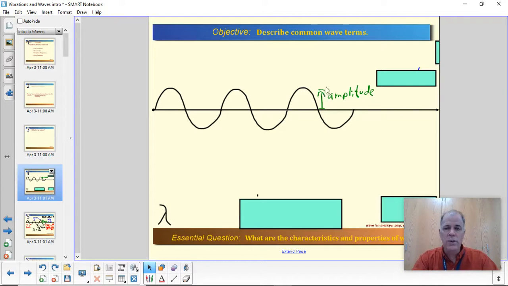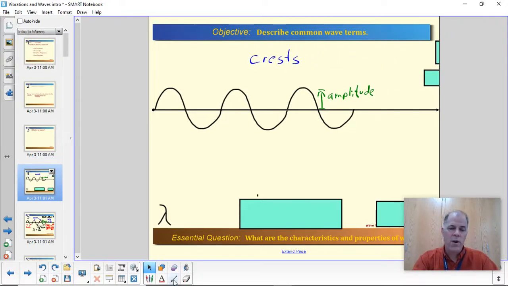So see, I have two little green lines here, one right where the rope normally is, and one right on the crest. And the amplitude is the distance from that neutral position to the crest, to the very top here. Since I've mentioned the word crest, I may as well put that in there as well. Okay. The crests are the peaks of the waves, the highest point, the maximum displacement. That really is the best way to describe it. It's the maximum displacement of the medium as the wave passes.